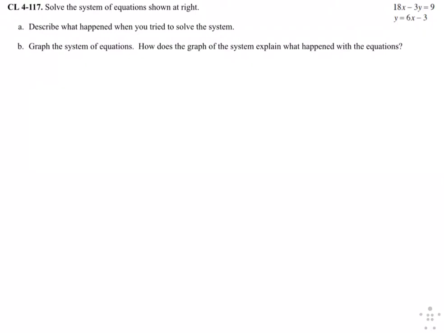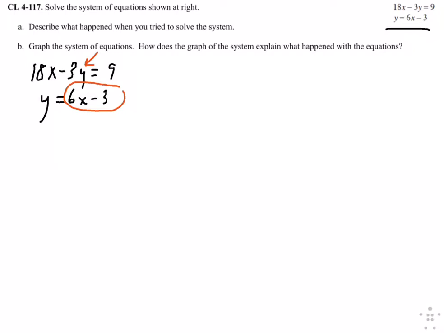Okay, for this one they want us to solve these two equations. So I have 18x minus 3y equals 9 and y equals 6x minus 3. I'm going to substitute in, right? So I'm going to take this and put it in right there.